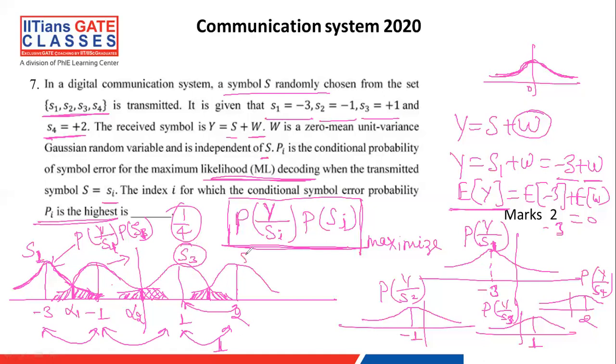We are not deciding in favor of S4 because S4 doesn't have error on the right side. It has error only here, but S3 has error here as well as here. Okay, so the most of the error will come in S3, and that will be the answer. So this problem was not a numerical, but more of an analytical problem. There you need to analyze this. So if you are very much familiar with these PDFs, you can easily calculate it within 1 minute itself.